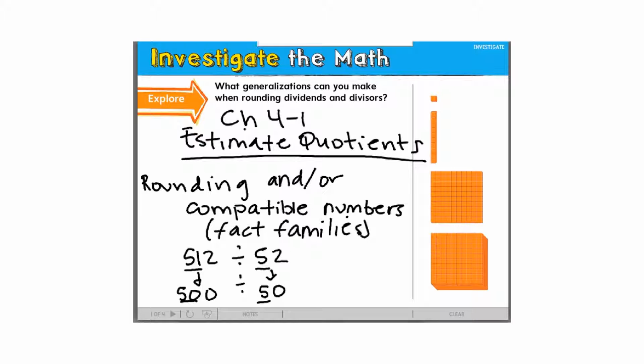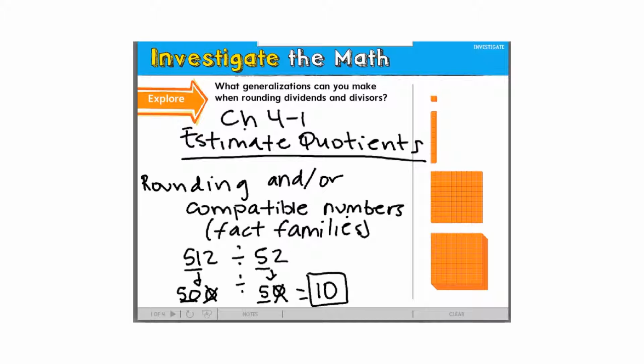Now I can easily do that dividing in my head. So I know that 5 goes into 50 10 times, right? And then because this number has a 0 in it and this number has a 0 in it, I can cross them out. And then the answer is 10, about 10. Because remember, it's an estimate.